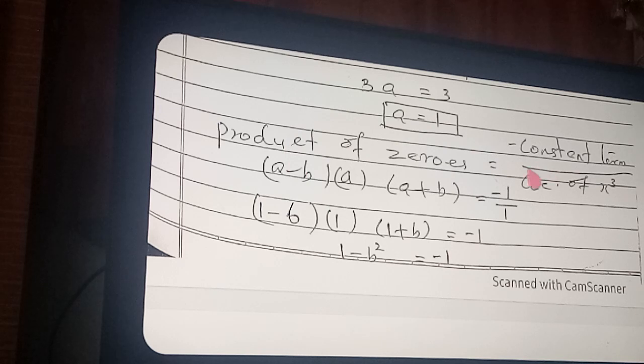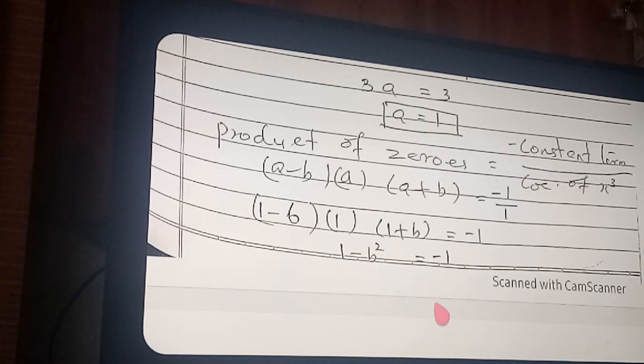Okay. What is the value of a? You already got a is 1, so in the place of a you apply 1: 1 minus b into 1 plus b is equal to minus 1. So 1 multiplying with any term, the value is the same only. So 1 minus b into 1 plus b, what do you get? 1 minus b square. That means a square minus b square, that is 1 square is 1. So 1 minus b square is equal to minus 1.